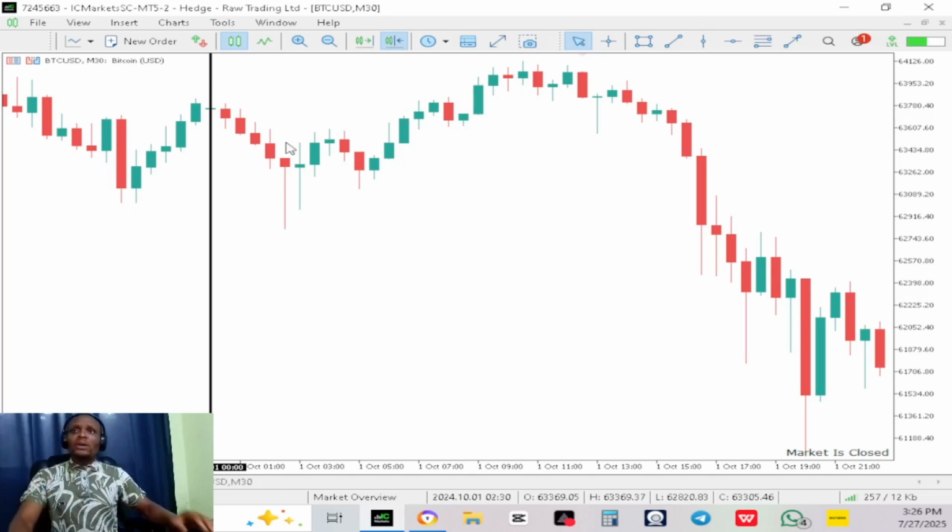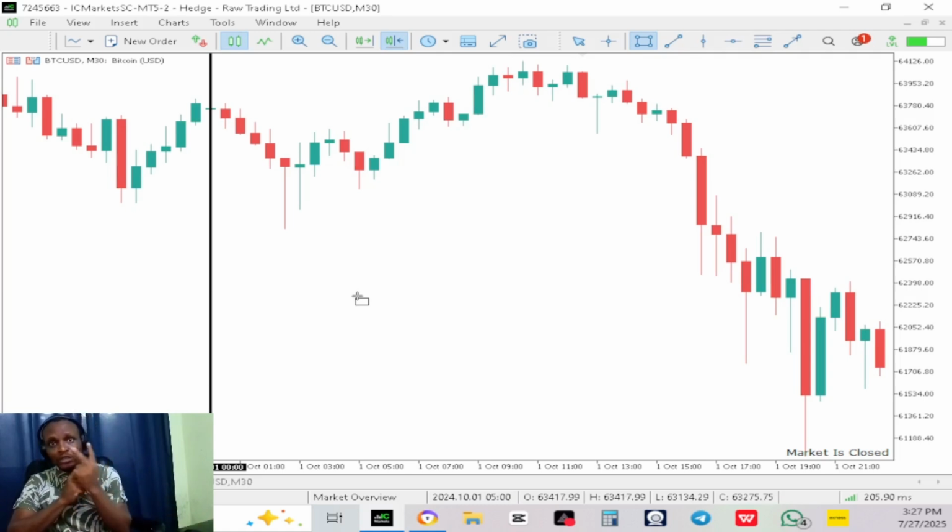So in this video, what I want us to work on is using the tweezer tops and bottom. What does the tweezer tops and bottom simply imply? It's made up of two candlesticks. The tweezer top and bottom is made up of just two candlestick patterns, like I said. It's made up of a bullish and a bearish candlestick.